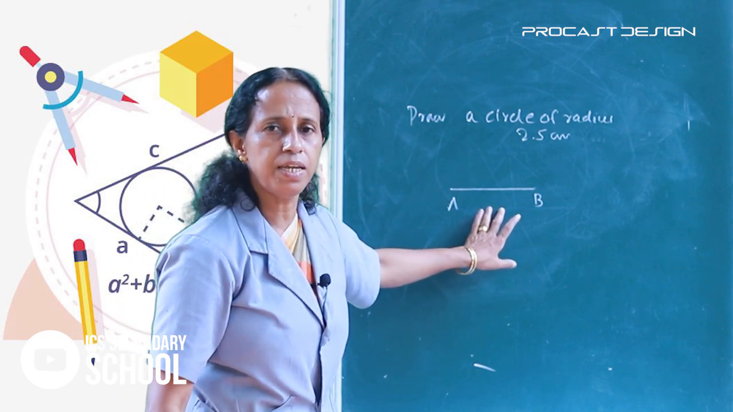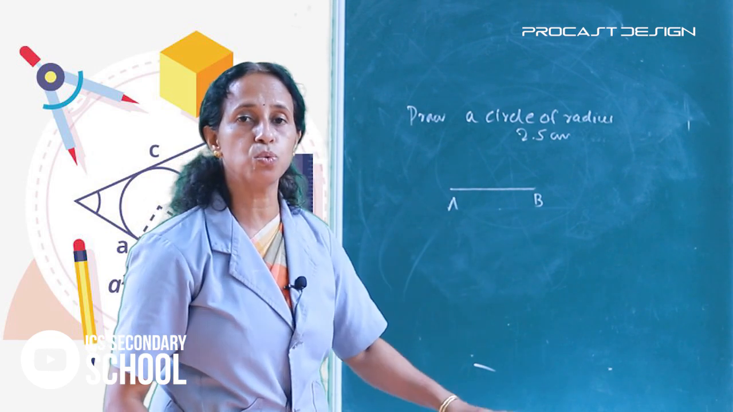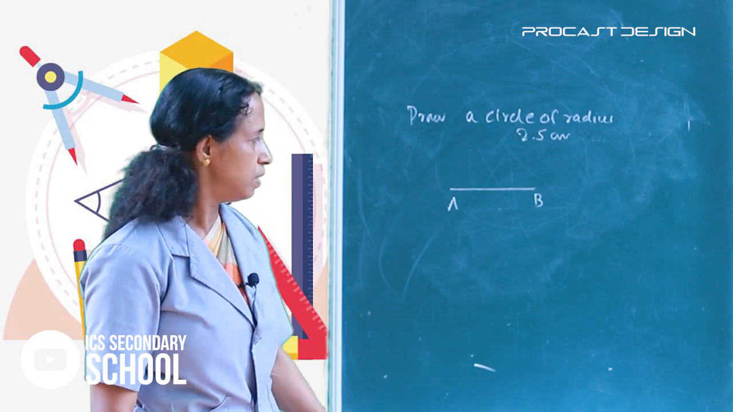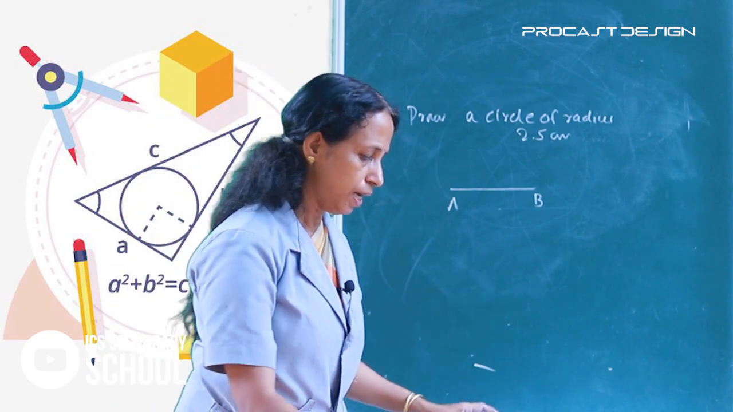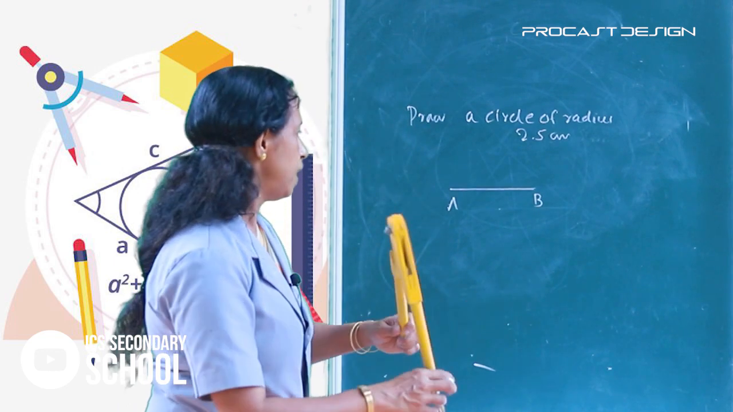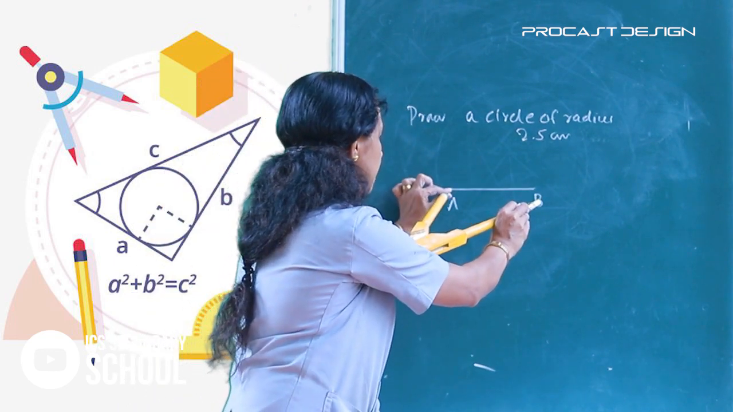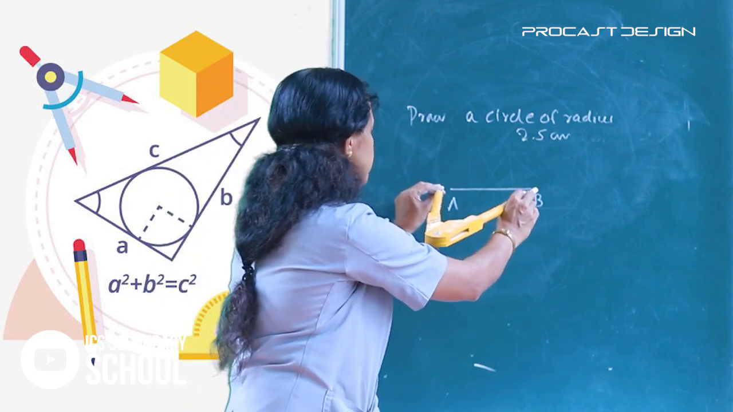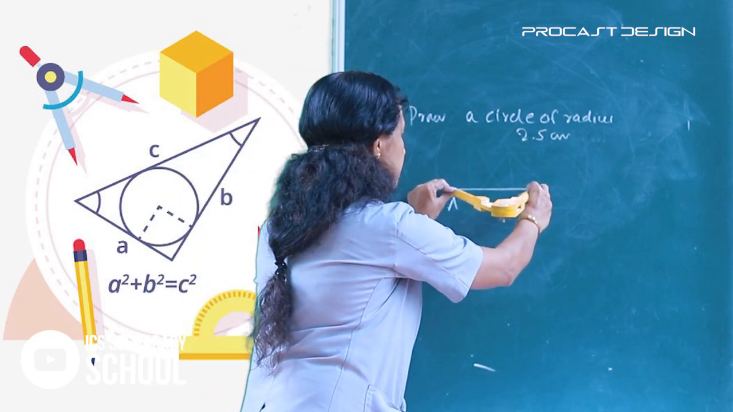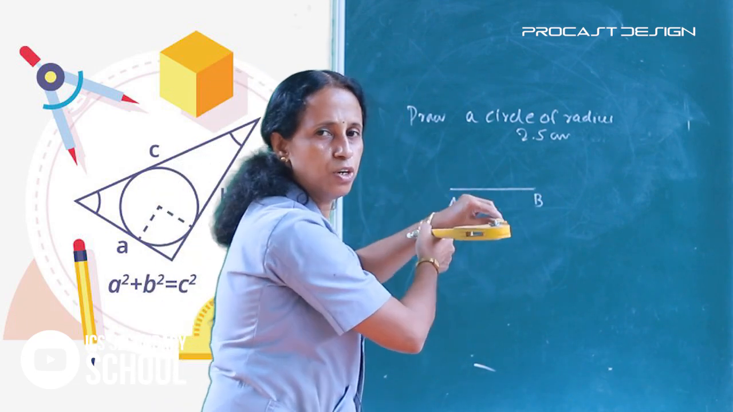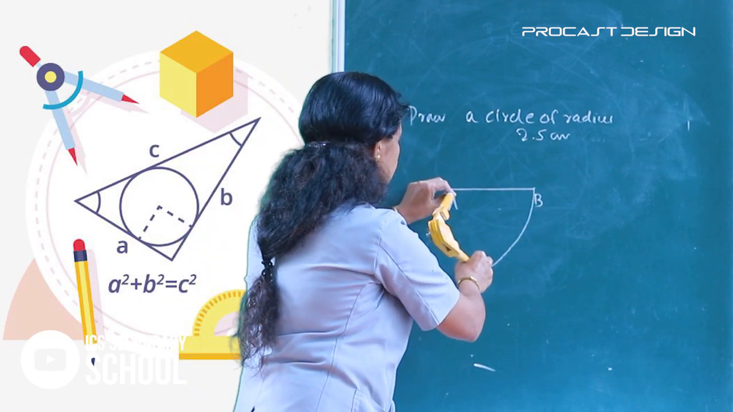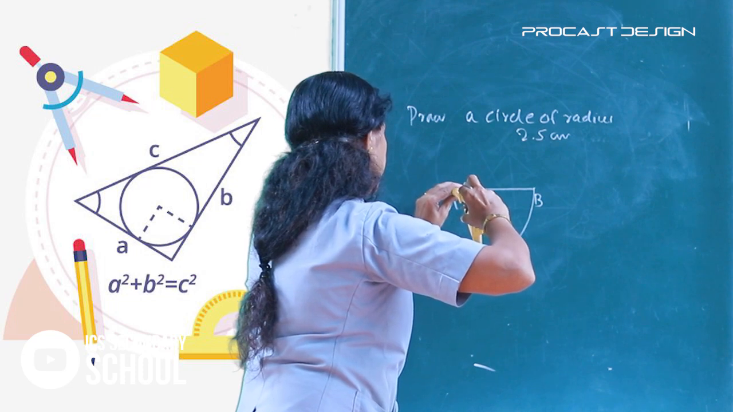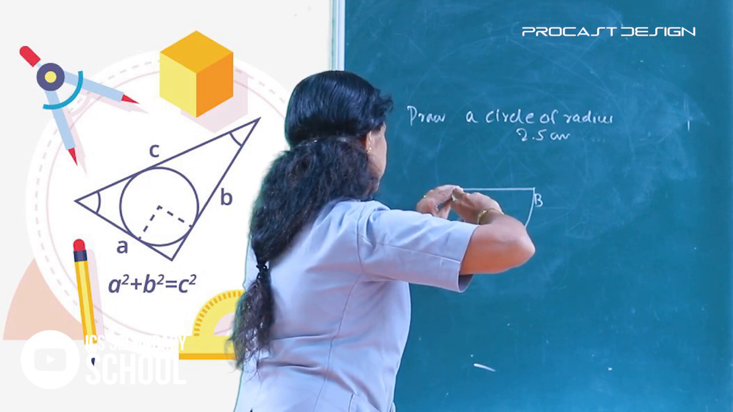We know that the length of the line is 2.5 centimeter. Take the compass and place it at A, measure the length, and then draw a circle.